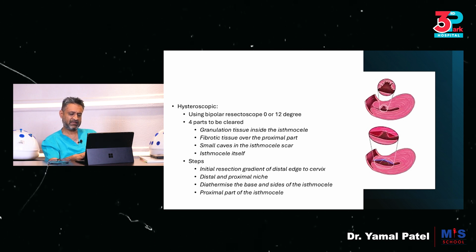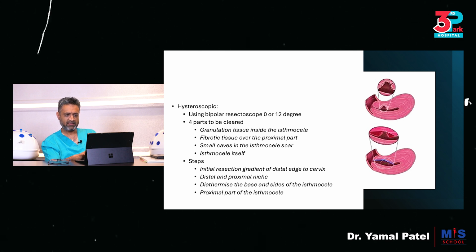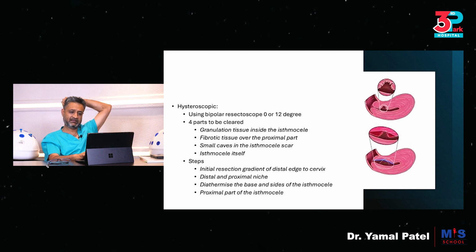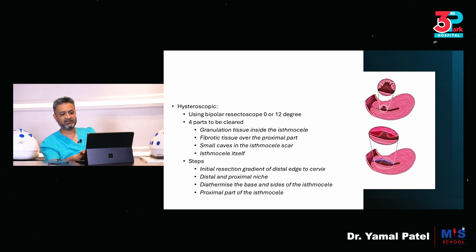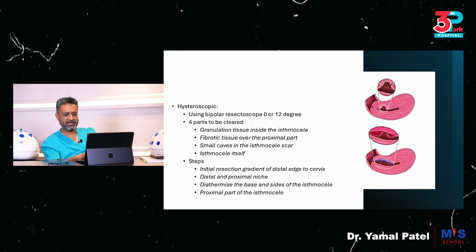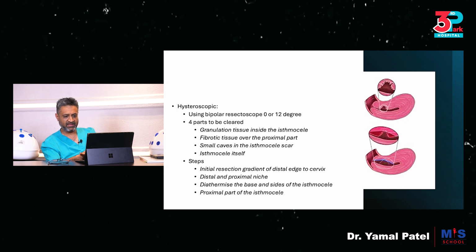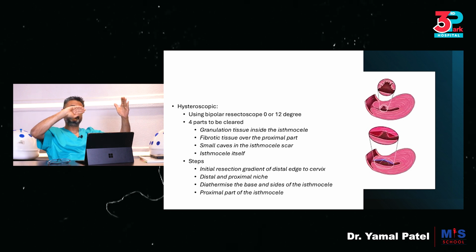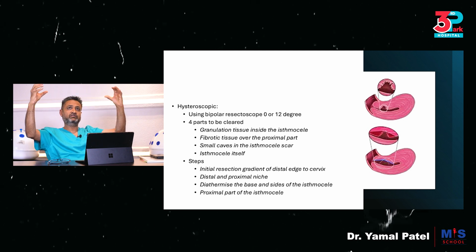So ideally, one of the steps to convert an isthmocele like this into a flat one, so that there is no collection of fluid and there are no crypts here with granulation tissue and caves, is important, that you first start with resecting the gradient of the distal end of the cervix, so that's this part. After you've done the distal part, you would now need to go into the niche itself and excise that, making sure that you diathermize the base and the sides of the isthmocele. So you have to go into the sides as well. It's not just a central thing, it's along the whole scar.